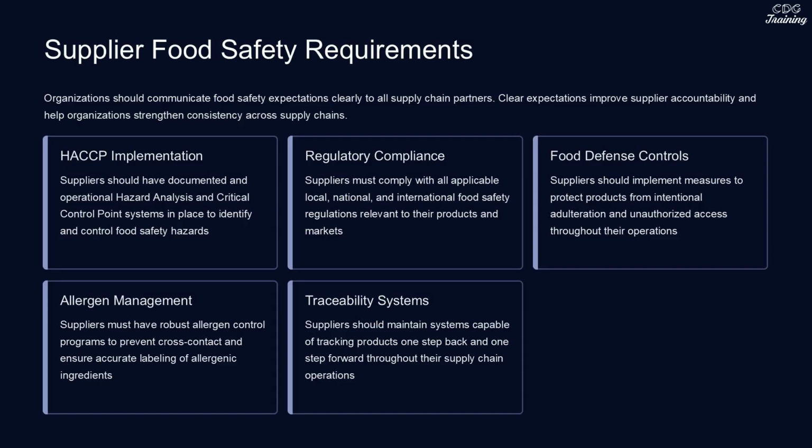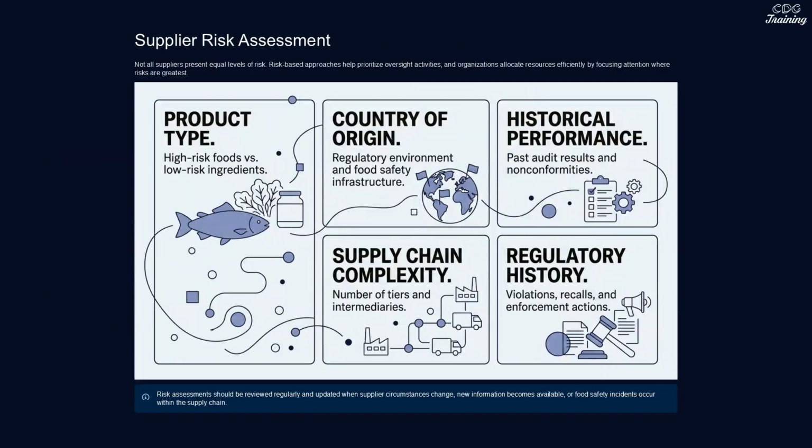Organizations should clearly communicate food safety expectations to all supply chain partners. This includes HACCP implementation, regulatory compliance, food defense controls, allergen management, and traceability systems. Risk assessments should evaluate product type, country of origin, historical performance, supply chain complexity, and regulatory history to ensure food safety.